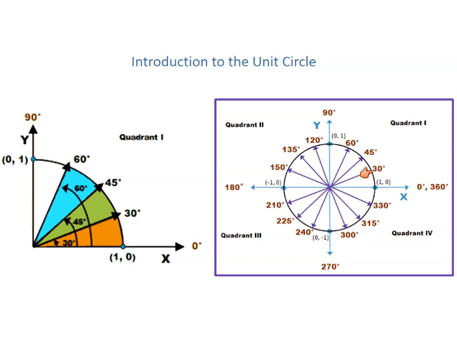I go 30 degrees, and then from there I go another 15 to get to 45, another 15 to get to 60, and then another 30 to get to 90. And then I keep going. Add 30, add 15, add 15, add 30. Repeat that pattern, and I'm back at 360 degrees.